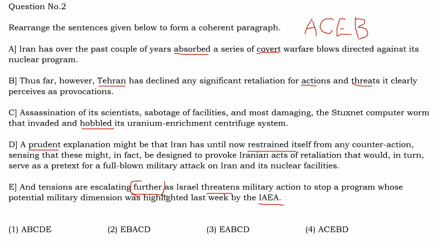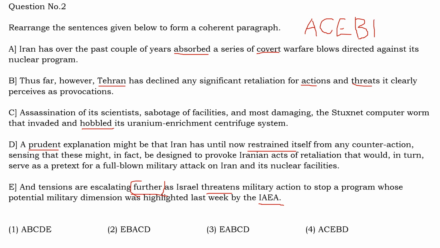Why are they controlling themselves? Because they know that these acts or attacks and threats are designed to provoke Iran into retaliating, and when they retaliate, that would be used as an excuse for a full-blown military action. So that is why they are not retaliating.